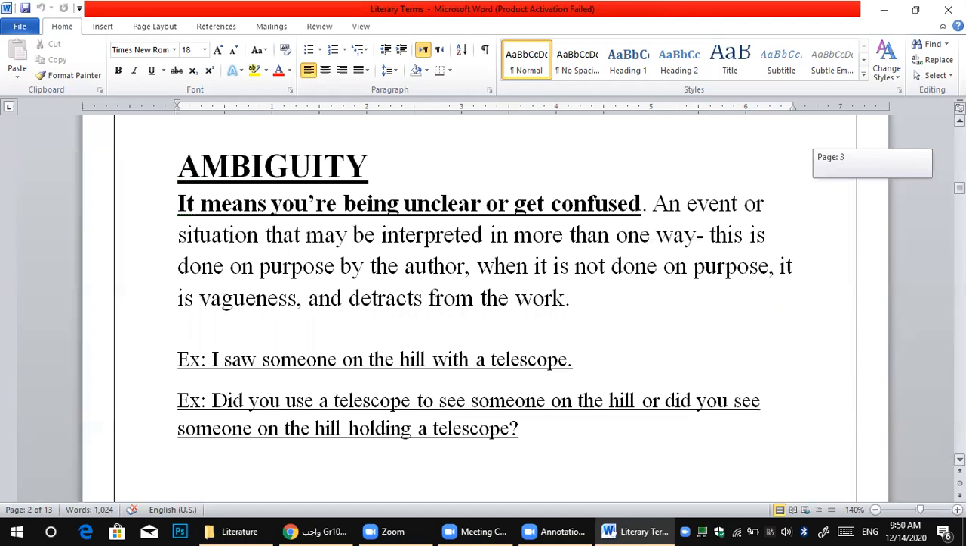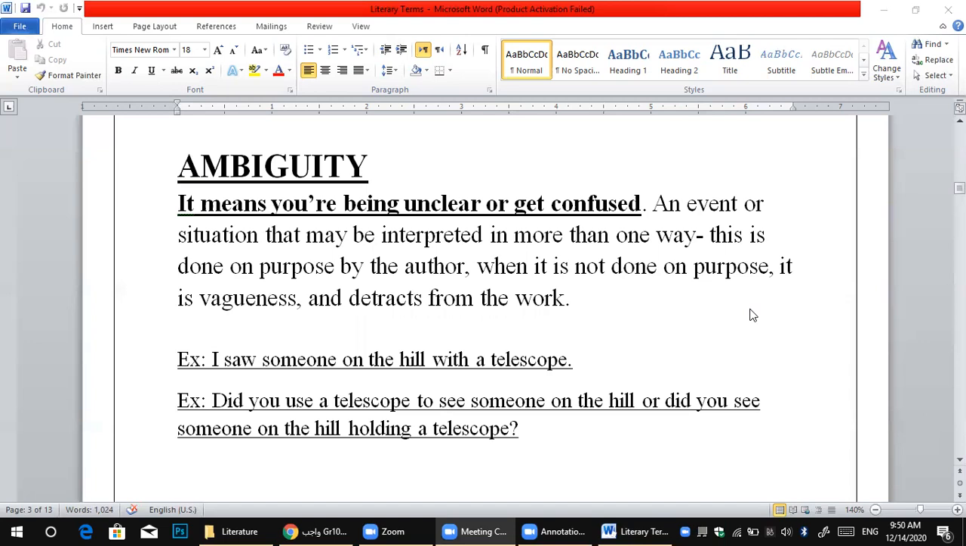Okay, so here next one here is called ambiguity. Ambiguity is means you are being. Excuse me, sorry, just a minute, please. Okay.